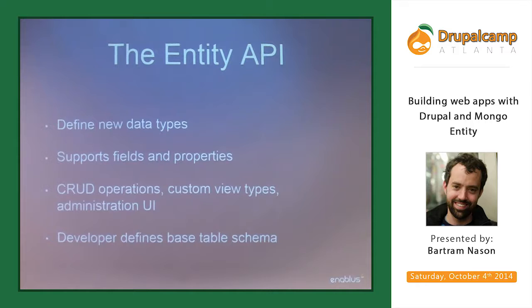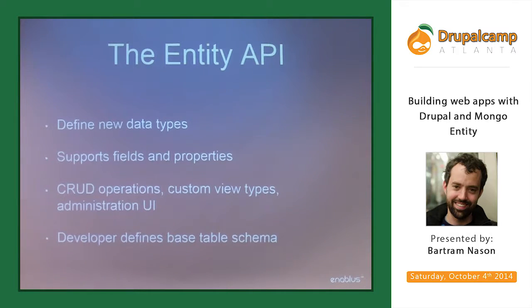So getting started, just a little bit of background. I did a little survey before we got started, and it seemed like a lot of you had some experience with the Entity API. Drupal stores most of its data with entities. So nodes are entities, users are entities, comments are entities. The Entity API is a module that you can download and install as a developer to help you create your own entity type.